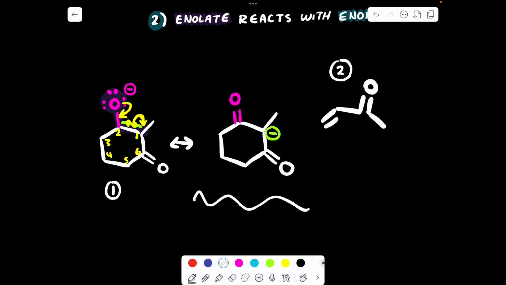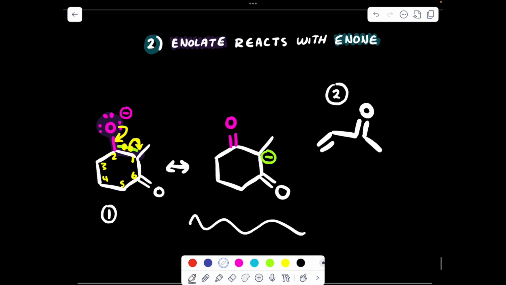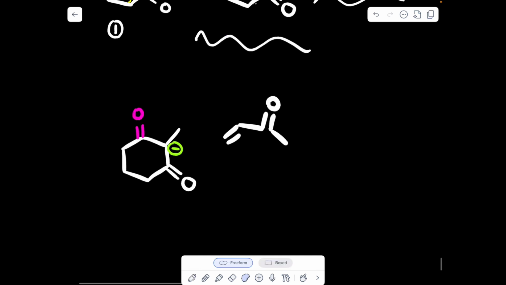So this is actually going to react with the enone, because carbon with a negative charge is more reactive than oxygen with a negative charge. So now the second thing we have to think about is, okay, well, is this negative charge going to attack this carbon, or is it going to attack this carbon? Once again, the answer always can be inferred by looking at the resonance structure.